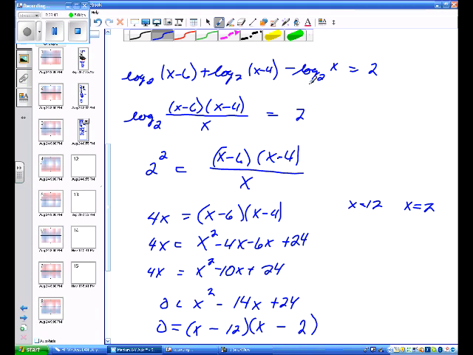So that one's possible. If we put in a 2, then we're going to have 2 minus 6 is negative 4. We cannot take the log of a negative number. So we're just going to have to mark out x equals 2. x equals 12 is a correct solution.